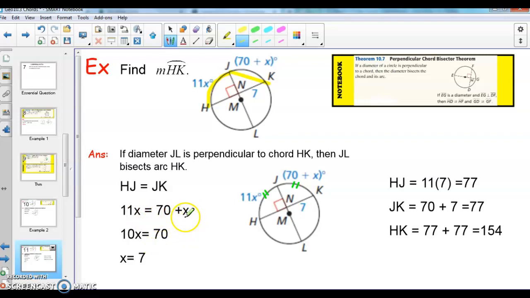By subtracting x from both sides, we get 10x is equal to 70 and x is equal to 7. So by substitution, HJ is 11x, so 11 times 7 is equal to 77. On the other hand, JK is 7t plus x. So 7t plus x, which is 7, is equal to 77. But to find the measure of the entire arc HK, we have to combine the two measures together. So HK is equal to 154.